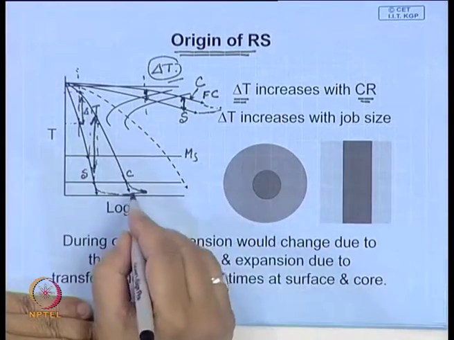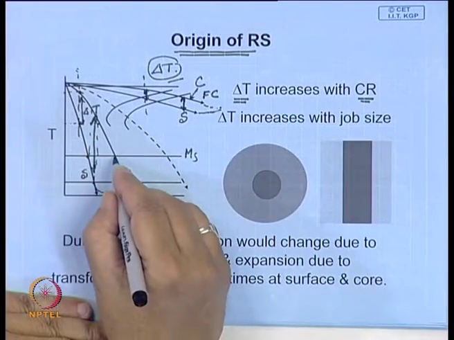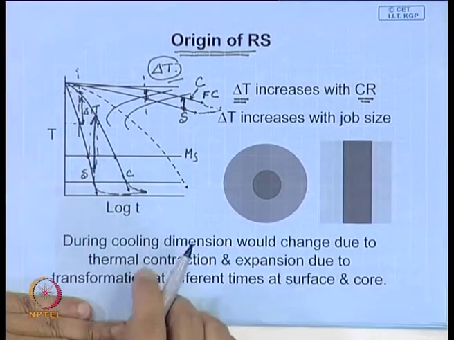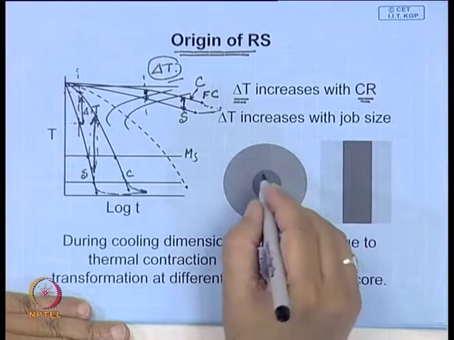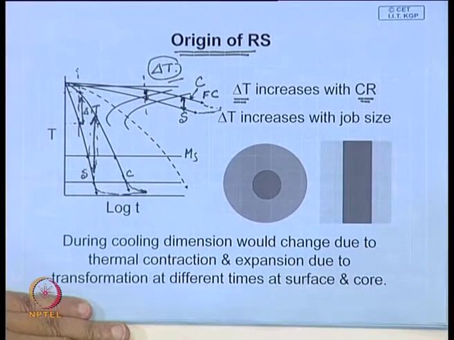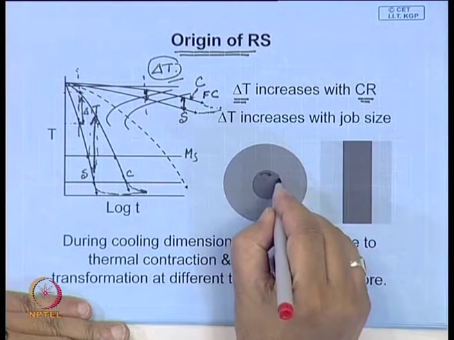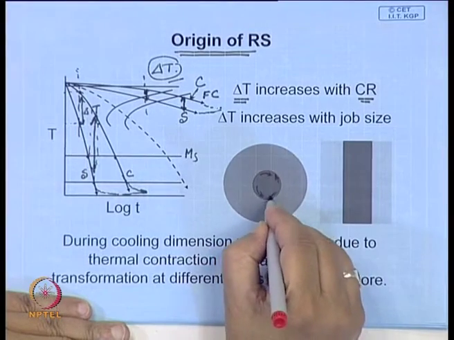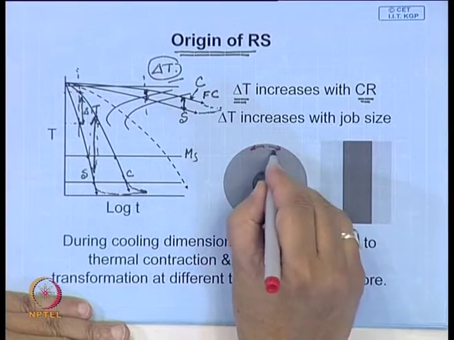That means, towards the end of the transformation, when the core tries to expand, the surface has already reached its final size and will not allow it to expand. Therefore, here you will have compressive stress, tangential compressive stress at the surface, whereas in the core there will be tensile stress.